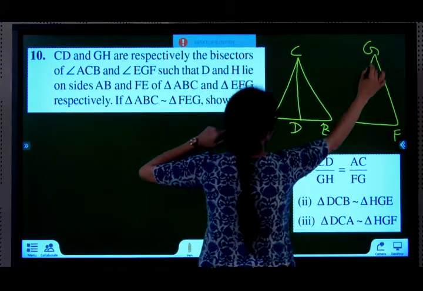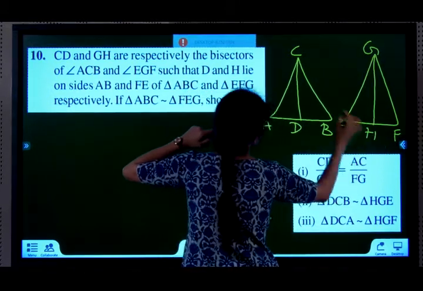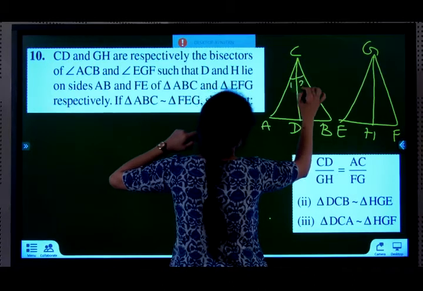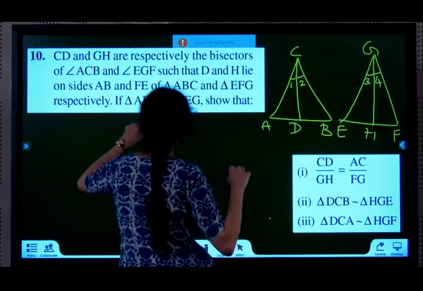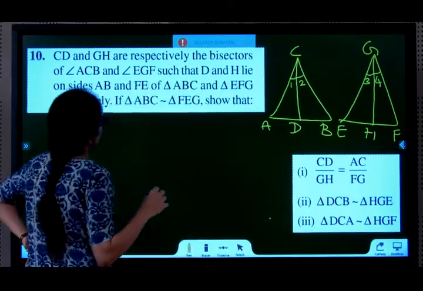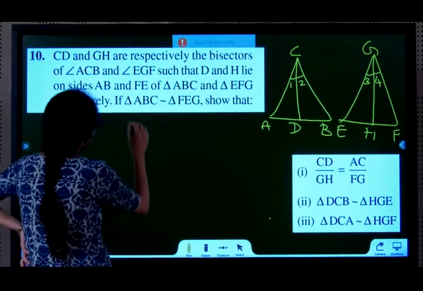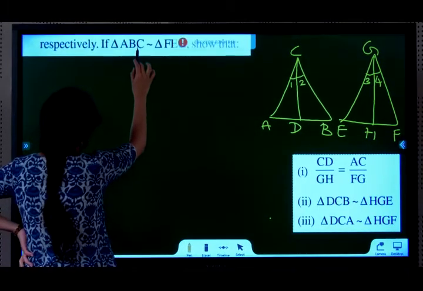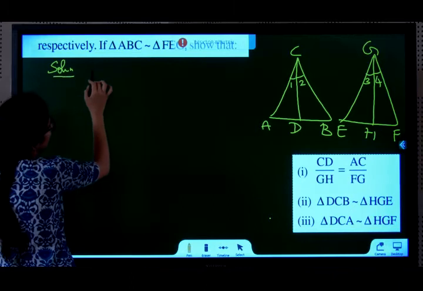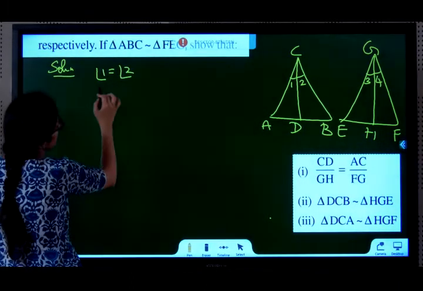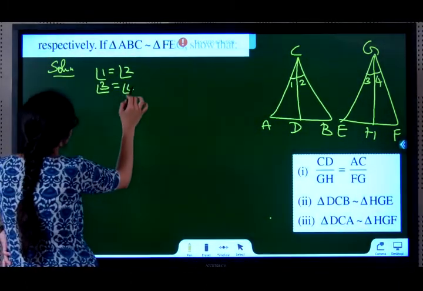CD and GH are angle bisectors. That means this is angle 1 equals angle 2, angle 3 equals angle 4. Fine. And they have given ABC is similar to FEG. So solution, angle 1 equals angle 2 first point, angle 3 equals angle 4 next point.